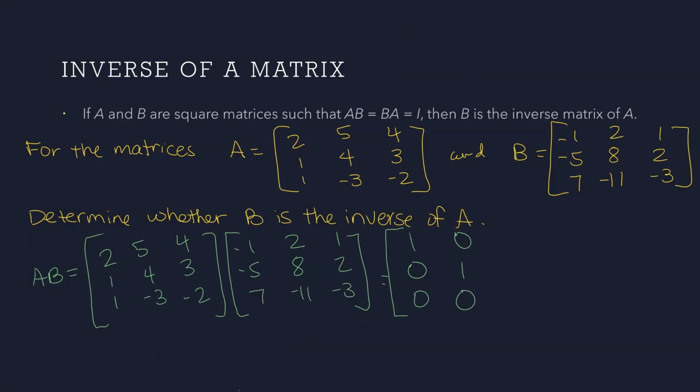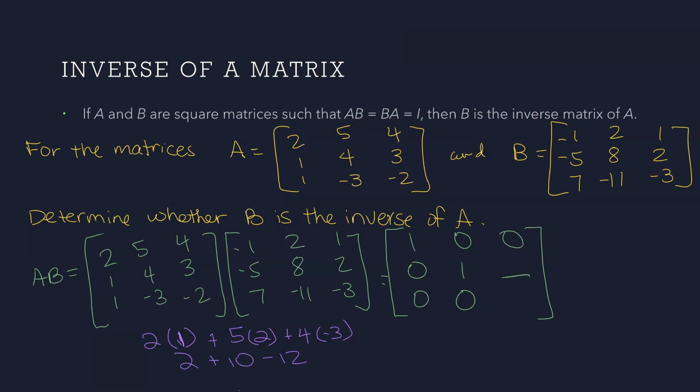Almost done. We just got to do this third column. So let's go back to the first row times the third column. First row dotted with the third column. So 2 times 1 and 5 times 2, 4 times negative 3 is 2 plus 10 minus 12, 0.